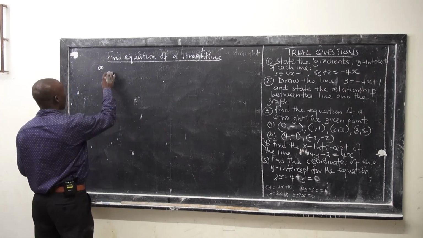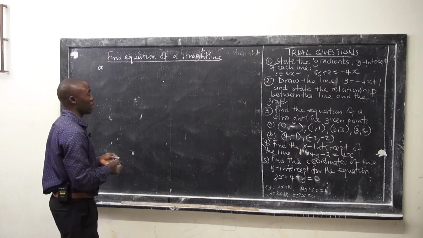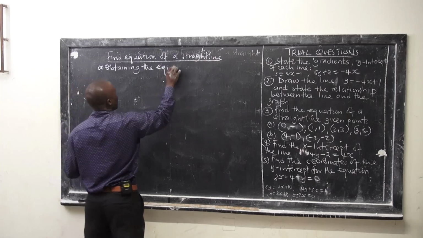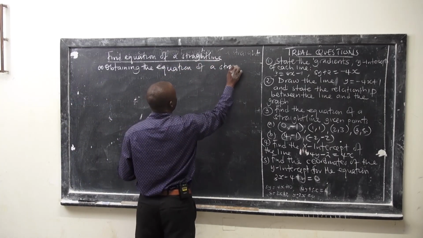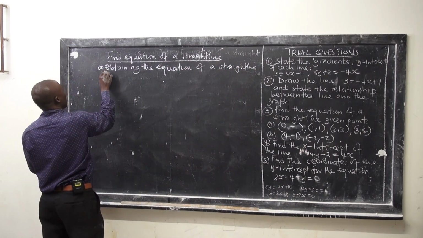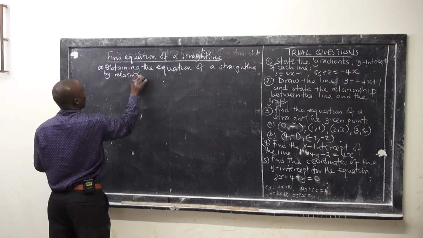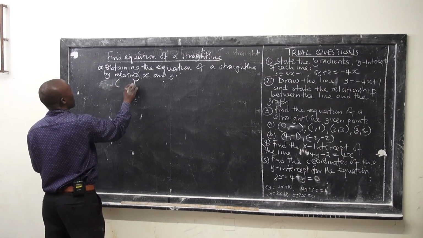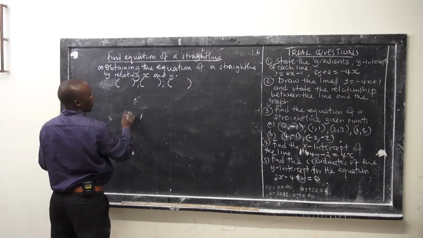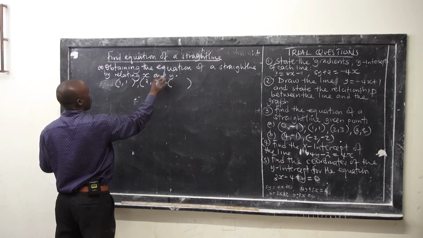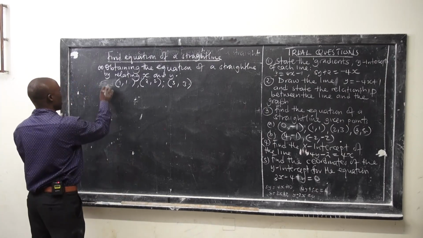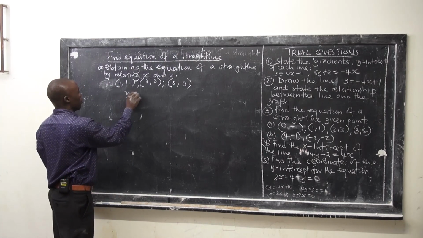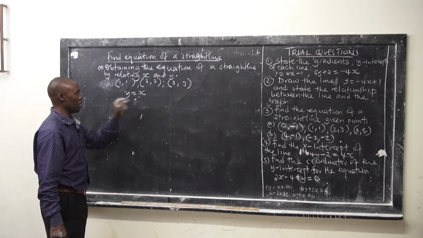Let's jump into the first case where we give you several values and you compare the relationship between x and y. So, obtaining the equation of a straight line by relating x and y. So let's assume you have been given these coordinates: 1, 1, 2, 2, 3, 3. We can see from this case that for the value of x you have also the same value of y. So this can be written as y is equal to x. So this is the relationship between them.